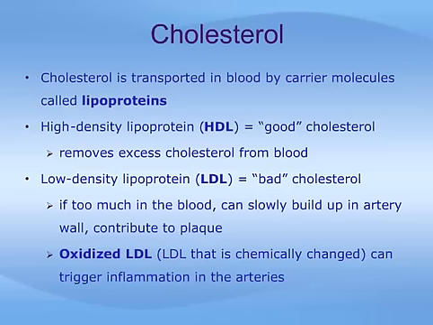Cholesterol is transported through the blood by carrier molecules called lipoproteins. High-density lipoprotein, HDL, is known as the good cholesterol. A lipoprotein, made largely of protein, HDL removes excess cholesterol from the blood. Low-density lipoprotein, on the other hand, or LDL, is known as the bad cholesterol. If too much LDL circulates, it can slowly build up in the walls of the arteries and contribute to atherosclerotic plaque. Furthermore, oxidized LDL, LDL that has undergone a chemical change, can also trigger an inflammatory response.